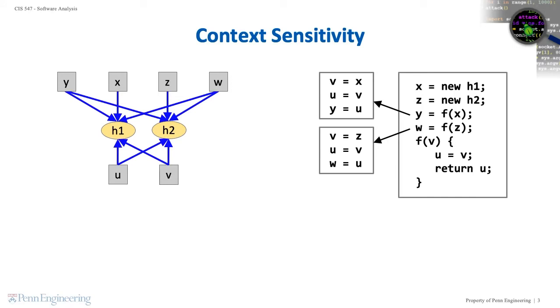Let's build the points-to graph that would correspond to the pointer analysis as we have defined it so far. Notice that w may point to h1 and y may point to h2 in this points-to graph. This introduces imprecision into the pointer analysis we have defined so far. w can never point to the object allocated at h1, and y can never point to the object allocated at h2.